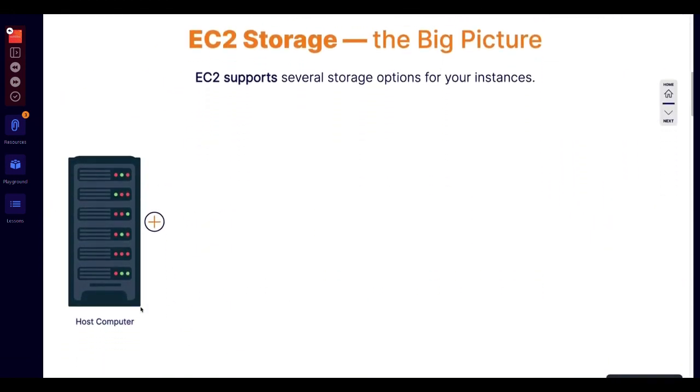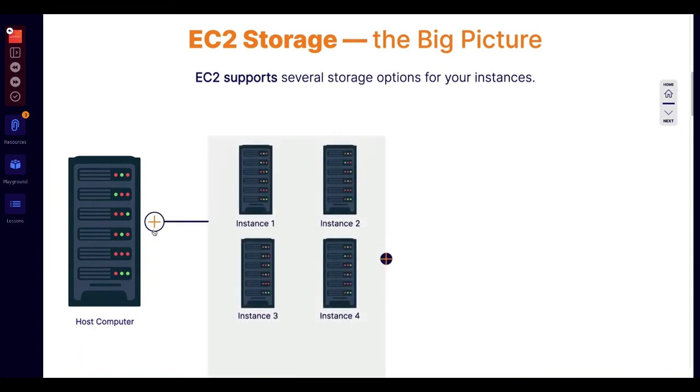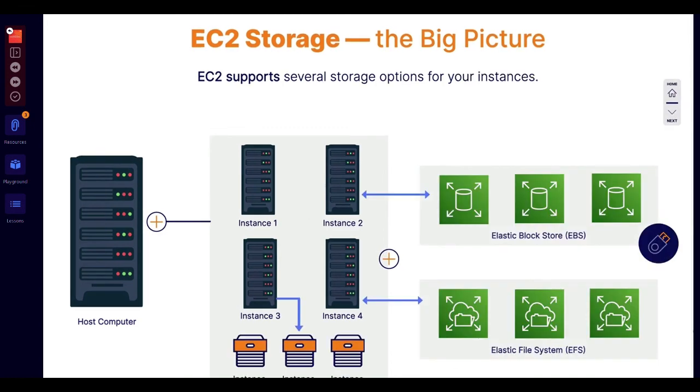First, let's take a look at how EC2 instances work. EC2 instances are hosted on a host computer or a rack in an AWS data center. These host computers can be split up virtually into many EC2 instances. Individual instances can have different types of storage. All EC2 instances must have a root drive. This could be an EBS volume or an instance store volume.